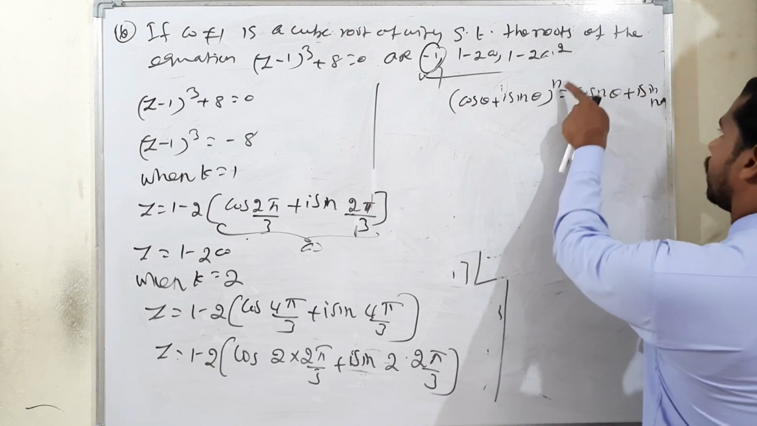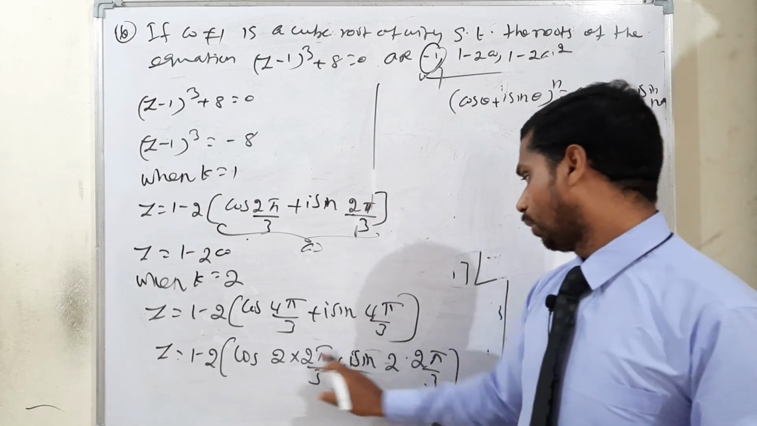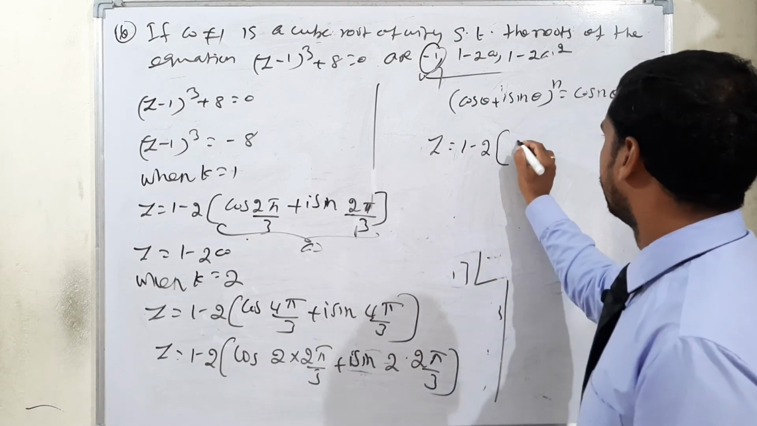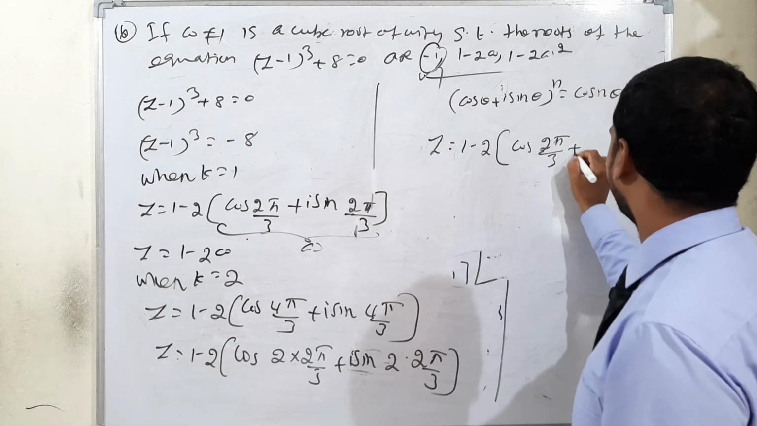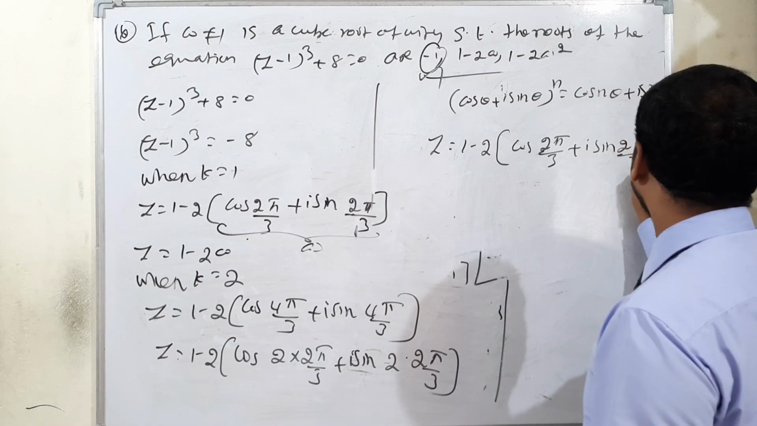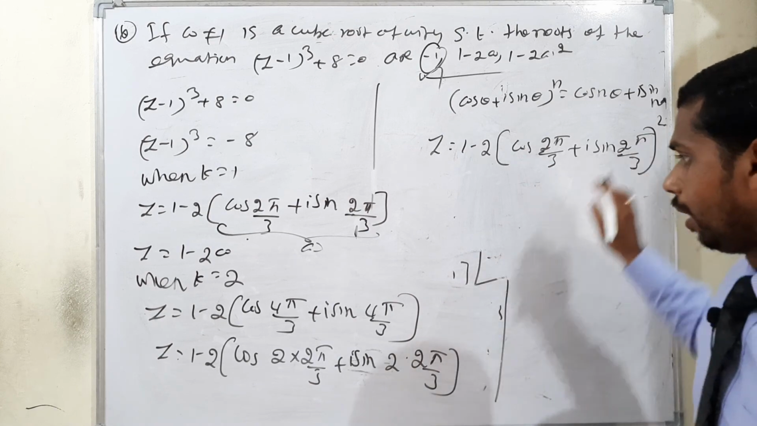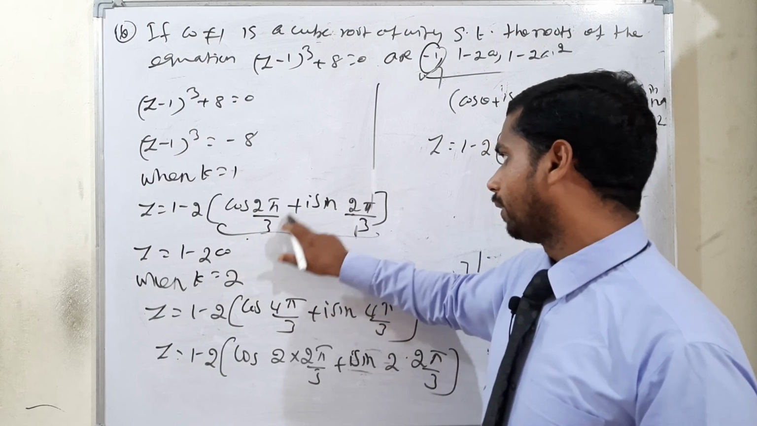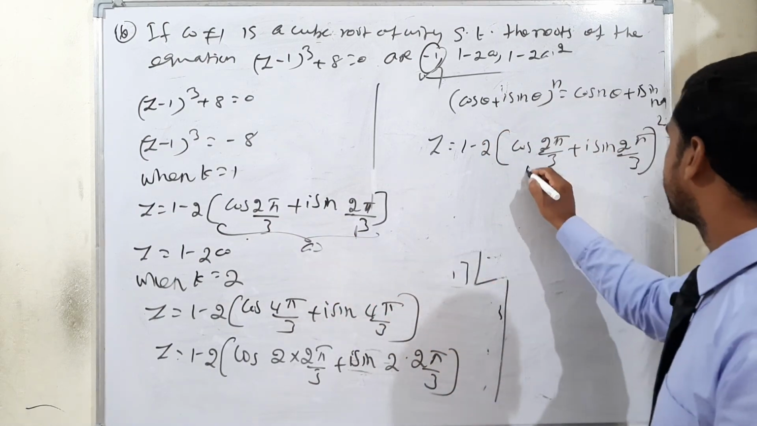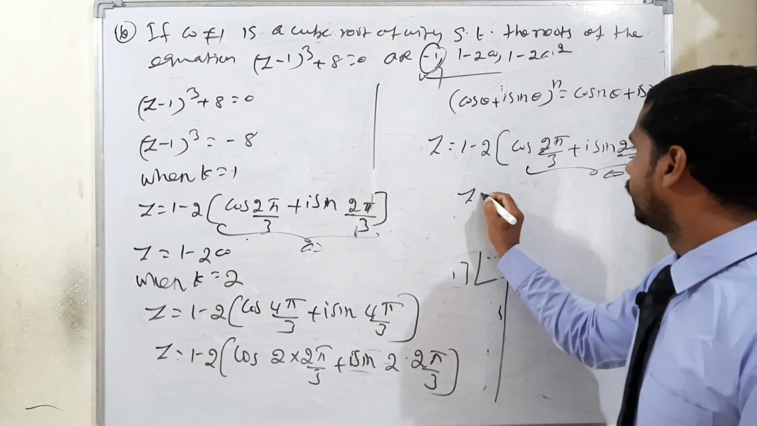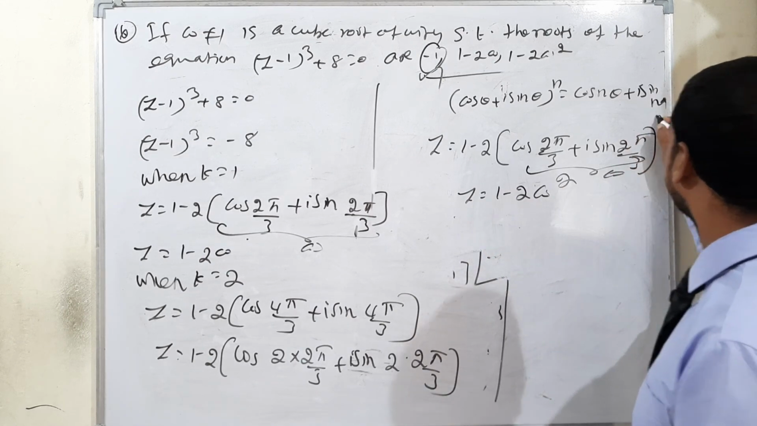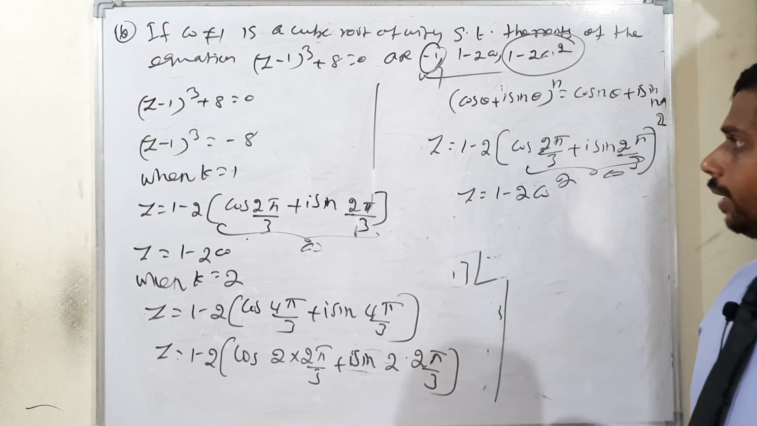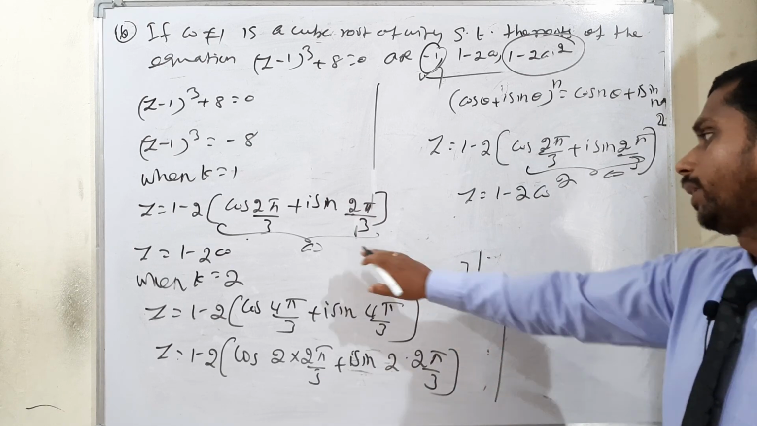Reverse it means take the common term outside of the power. Here we have the common 2. If we take it outside of the power, what will happen? Z is equal to 1 minus 2 into cos 2 pi by 3 plus I sin 2 pi by 3, the whole square, outside of the power square. Already, in the second condition when k is equal to 1, we considered cos 2 pi by 3 plus I sin 2 pi by 3 as omega. So Z is equal to 1 minus 2 omega square, because the power square is there now. We need the third root, 1 minus 2 omega square. That's why for this question I have considered cos 2 pi by 3 plus I sin 2 pi by 3 as omega.